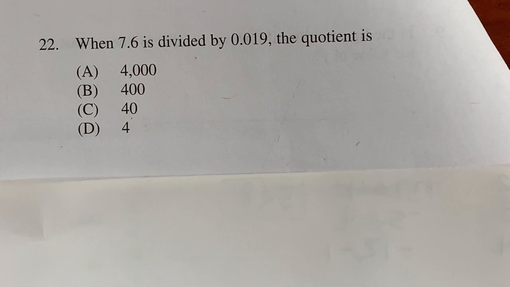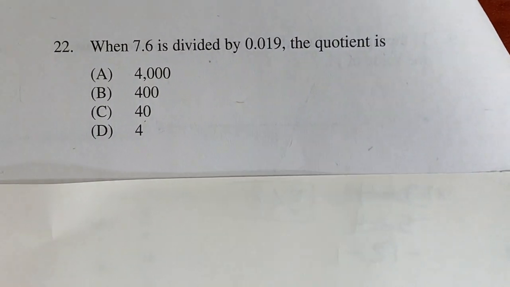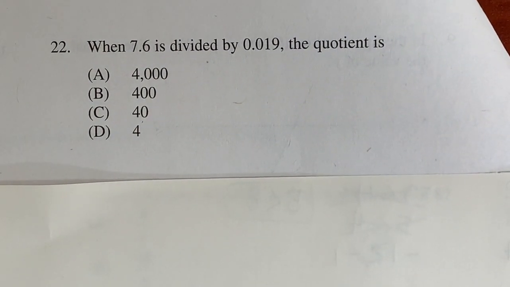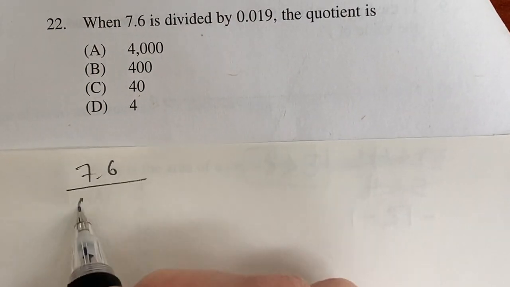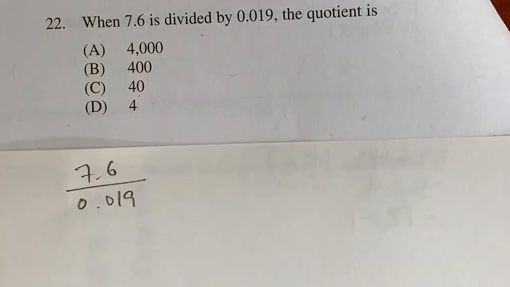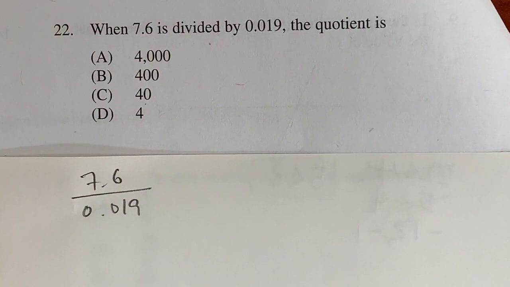Question number 22 says, when 7.6 is divided by 0.019, the quotient is, so what they're asking is 7.6 being divided by 0.019. Okay, this is what they're asking.